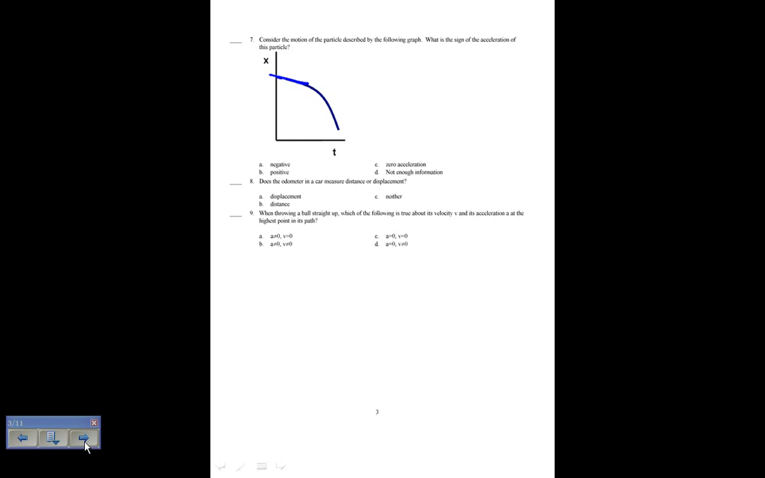Consider the motionless particle. What is the sign of the acceleration? Well, the velocity is negative and increasing, so that means that the acceleration is negative. Since the velocity is increasing, the acceleration and the velocity are in the same direction, so it's negative. That's A. Number 7 is A. Does the odometer in a car measure distance or displacement? It measures distance. So 8 is B.